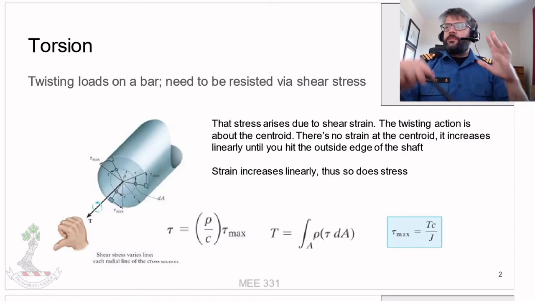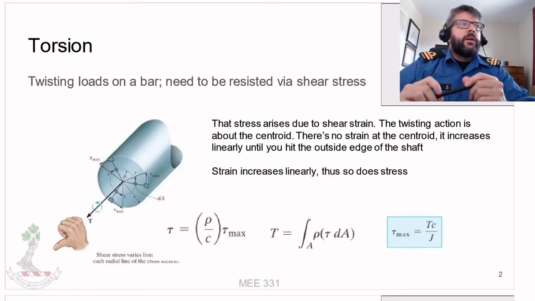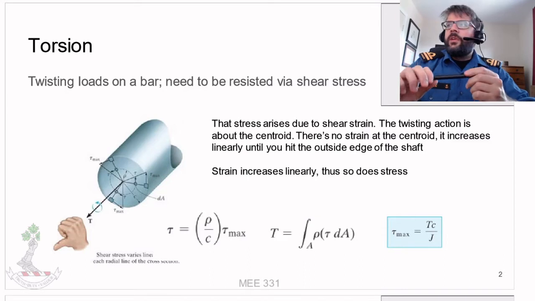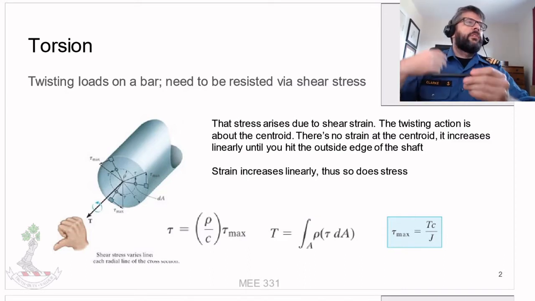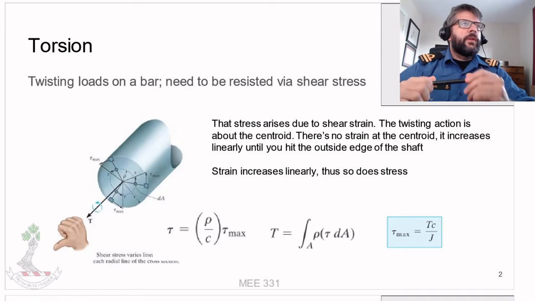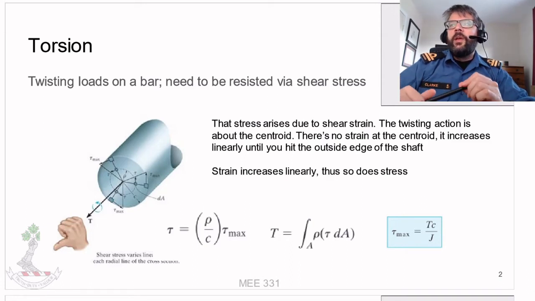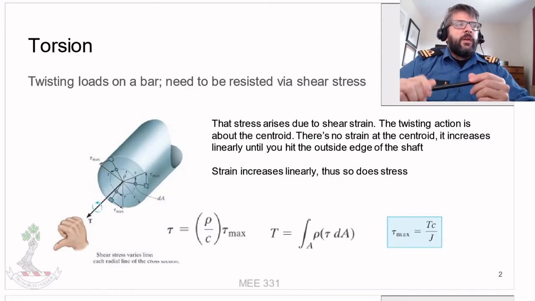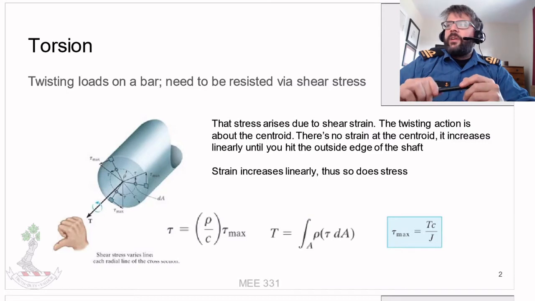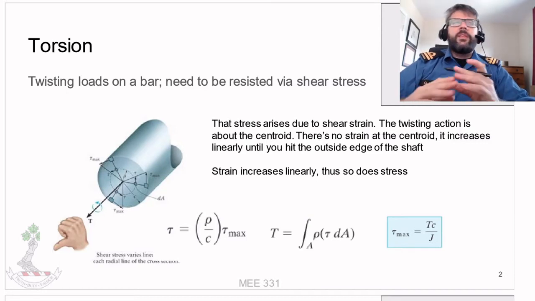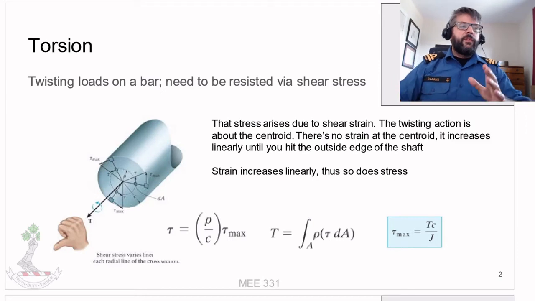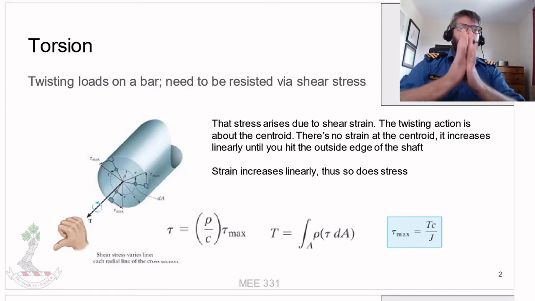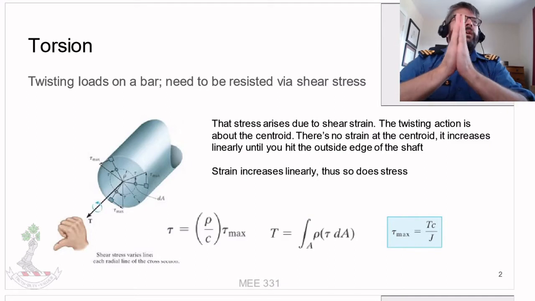Now again, one thing you need to emphasize here: the stresses arise due to the shear strain. They're linearly proportional to one another, and there's going to be no strain at the centroid. It's the point that is twisting about, so there's zero net twist going on there, and then the strain increases as you get out. Basically, the further you get out, the more the part has to move.